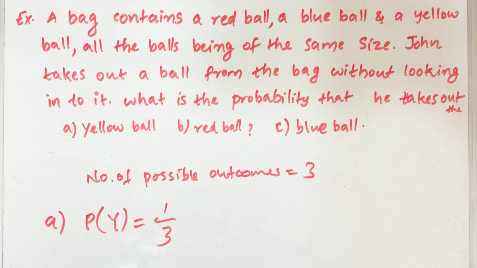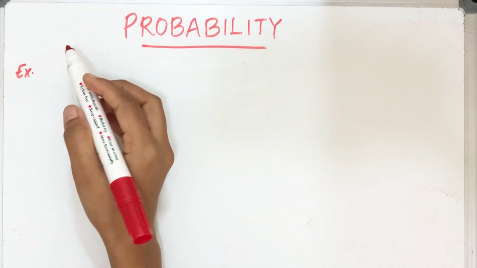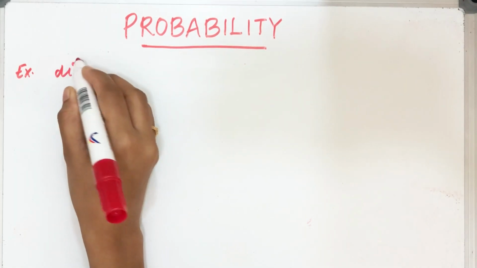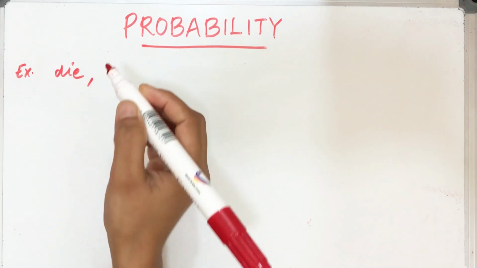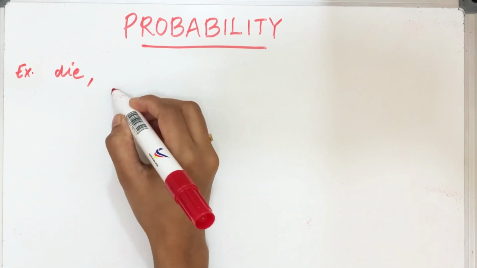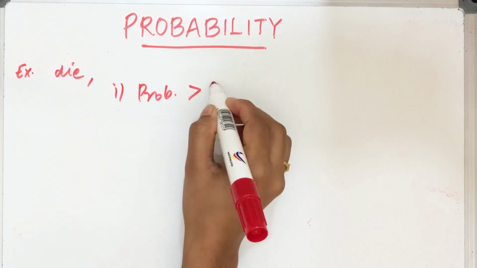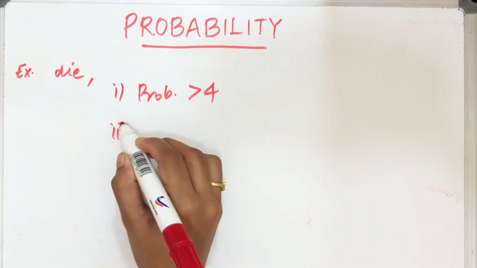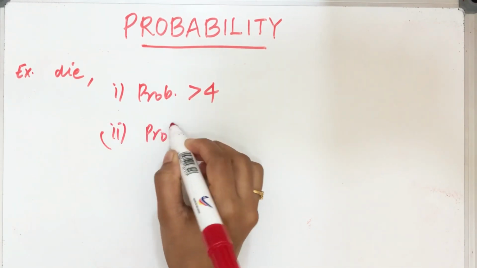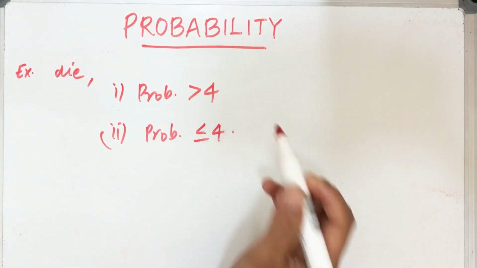Just a simple example. Next example. Suppose we are throwing a die once. Then what is the probability of getting a number greater than 4? First one, probability of getting a number greater than 4. And second one, probability of getting a number less than or equal to 4.